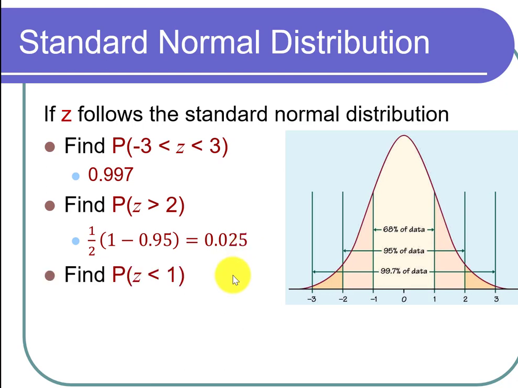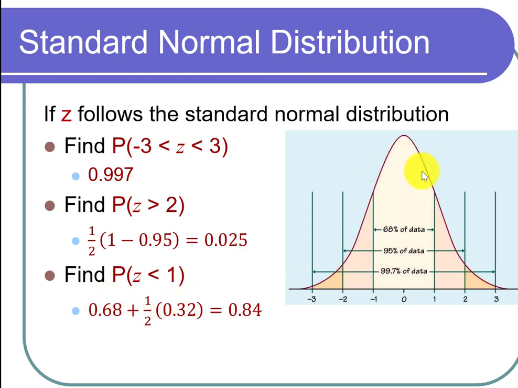The third question is to find the probability that z is less than 1. So now that's all of this area over here, everything to the left of 1. And I need to find that probability. To do that, it's kind of similar to the last one. What I can do is first take this piece between -1 and 1, and that's 0.68.